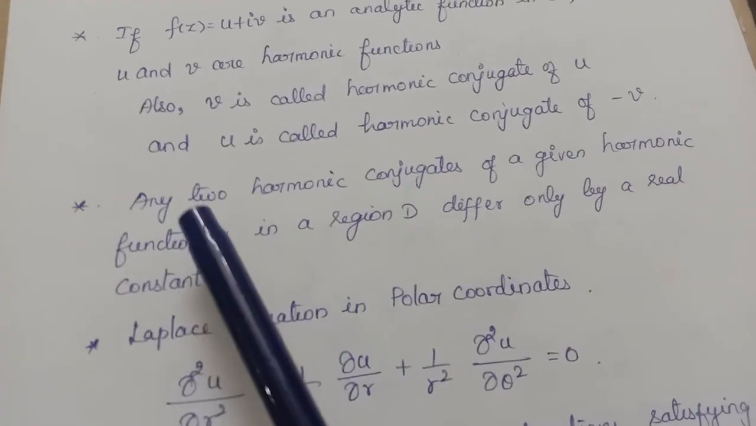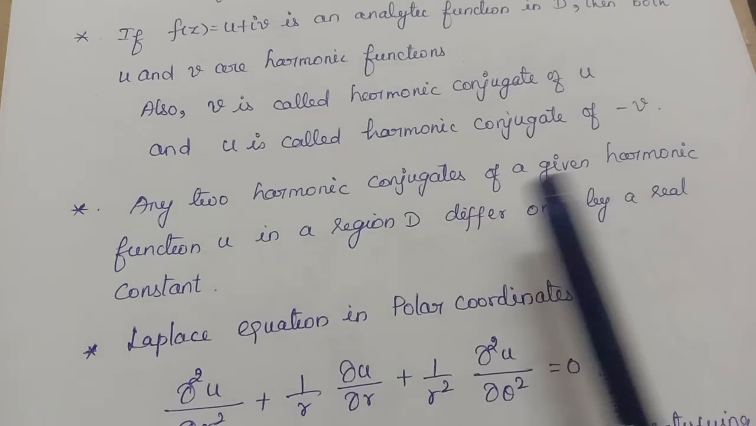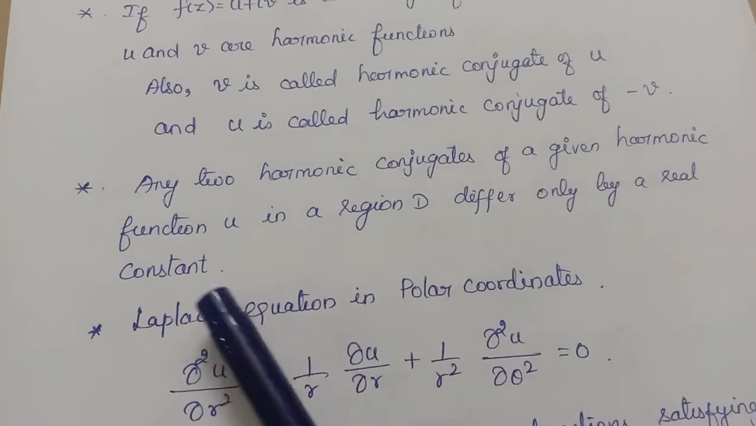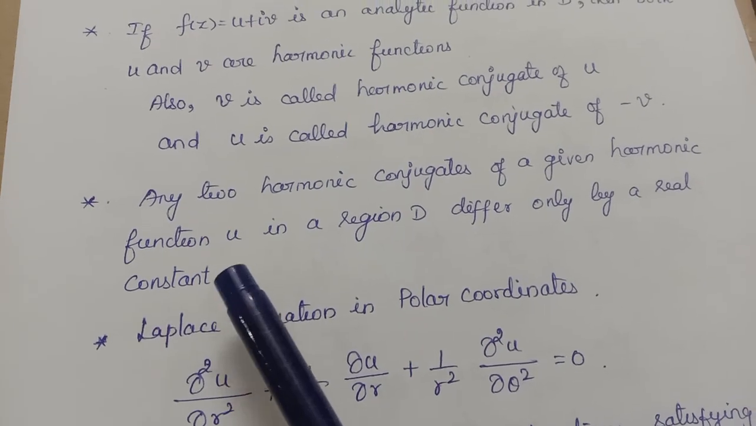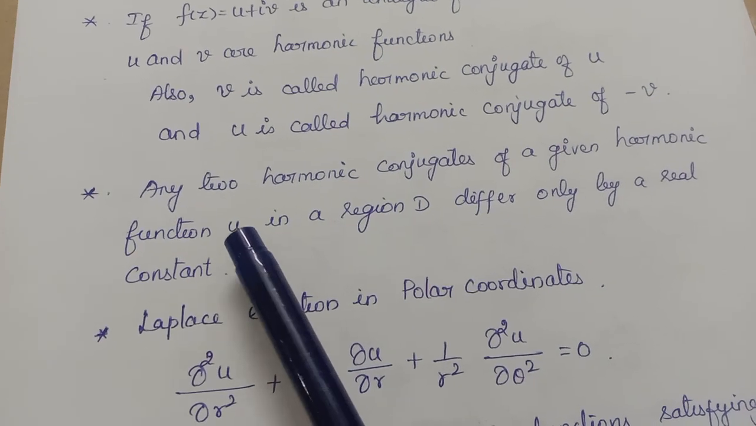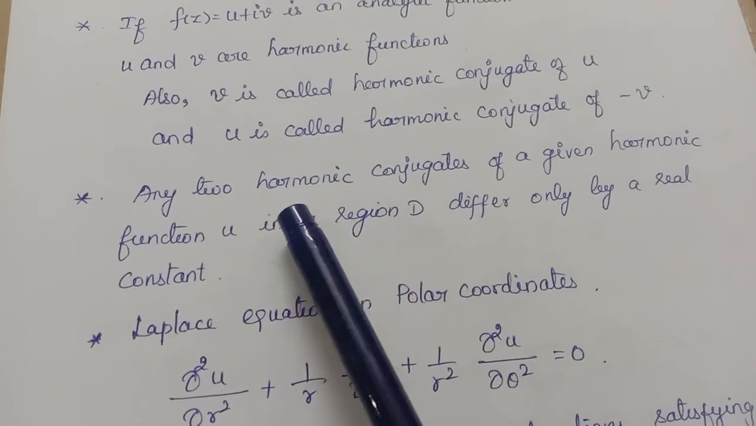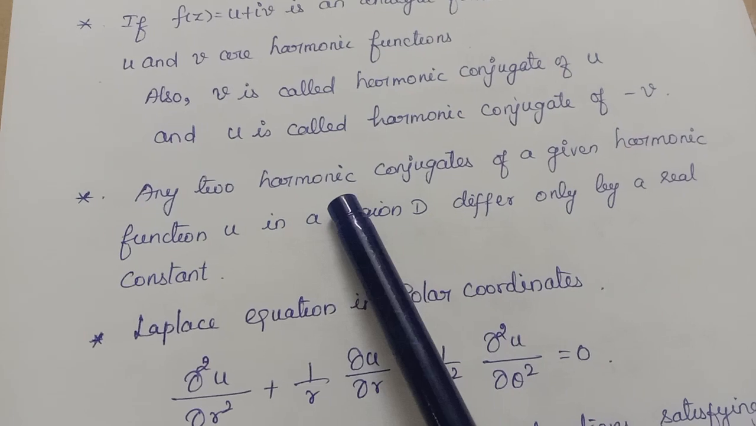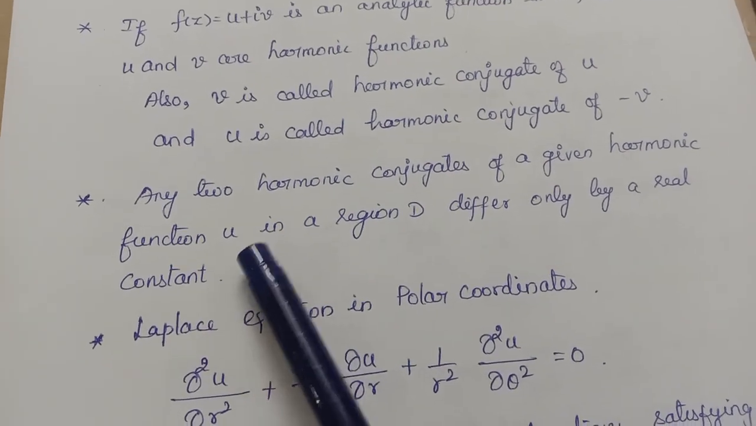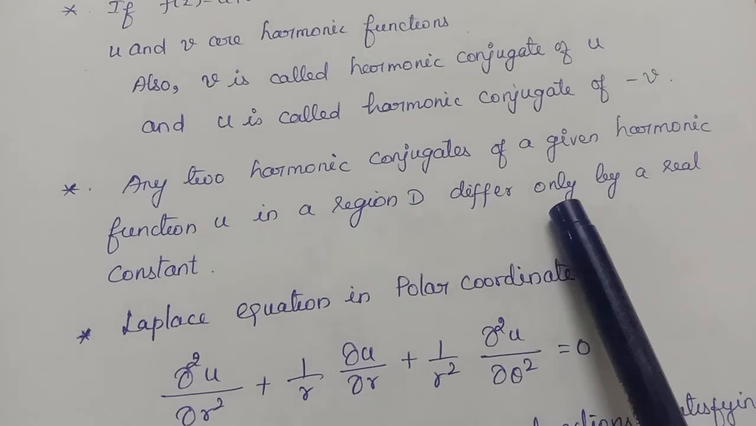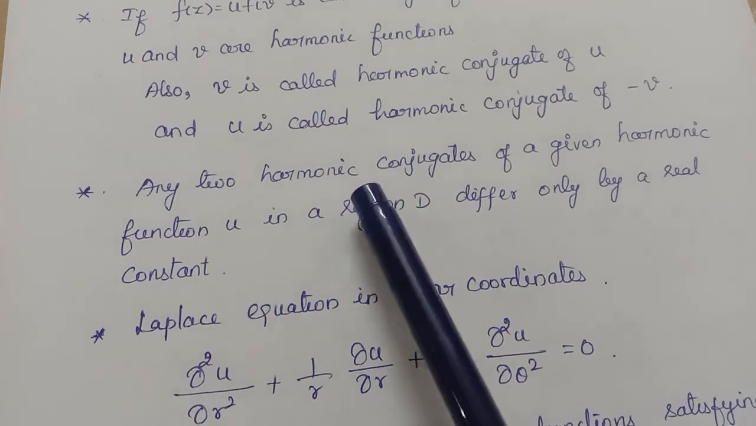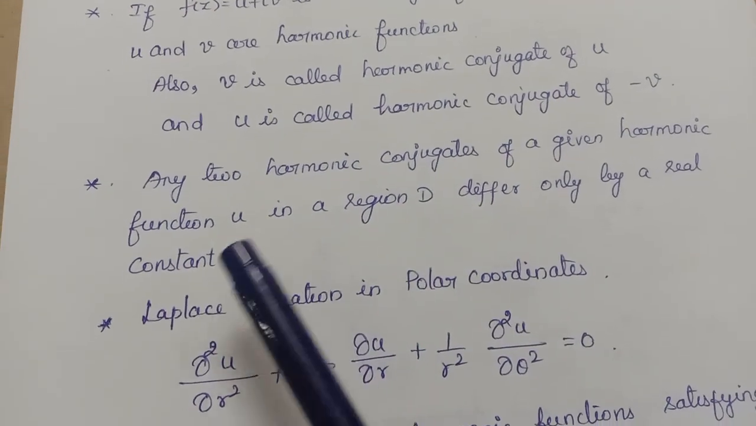Then any two harmonic conjugates of a given harmonic function u in a region D differ only by a real constant. That is, suppose you have a harmonic function u, then you can find its harmonic conjugates. You can find two or more harmonic conjugates for this function, but all the harmonic conjugates will differ only by means of a real constant. That is the difference between harmonic conjugates of a given harmonic function.